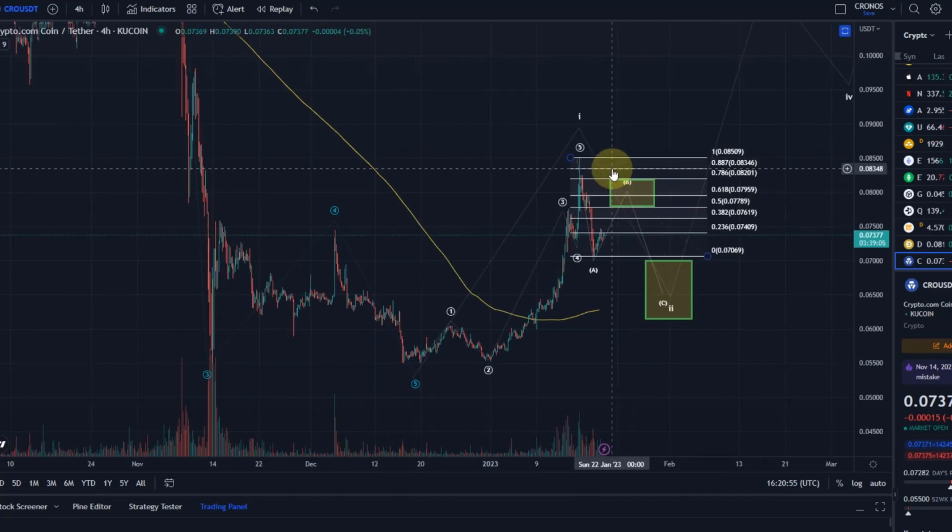This is really, really early days. That's the first impulse in a while. And of course, it's still very early, but I think we have a good chance now to get into this wave B target area. Bear in mind, the 7.62 cent level might already be sufficient. It would be a weak wave B, however. And that's my update about Cronos, the crypto.com coin.